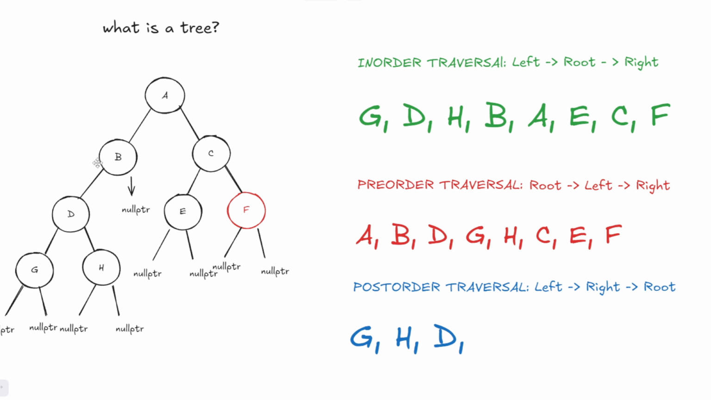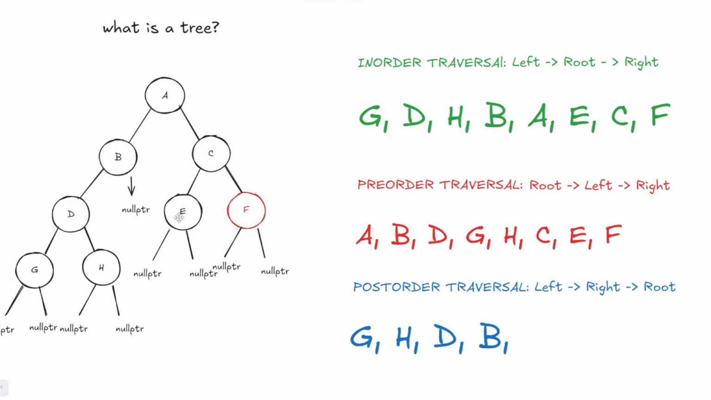Now at B, we finish its left subtree. Okay, we go to its right subtree. We find out that it's also null, so we finish that as well. Now we go to itself. We visit B and print that. So now we finished B. We finished the whole left subtree of A. Now we go to its right subtree, which is C.